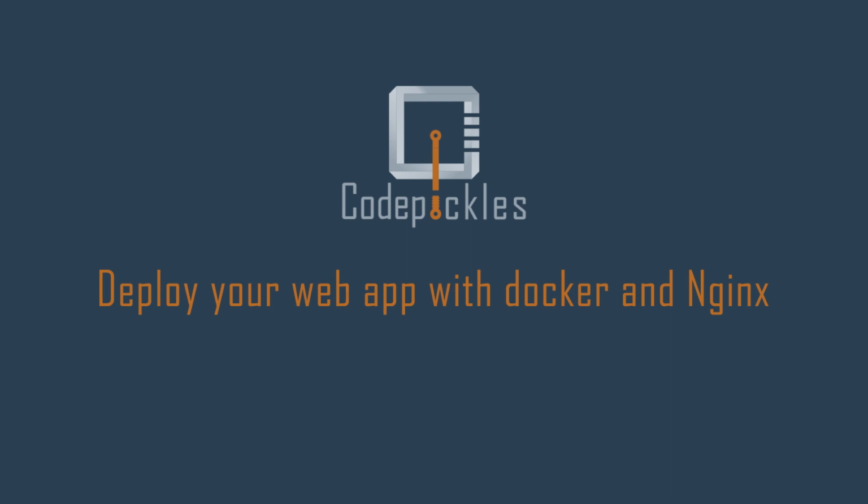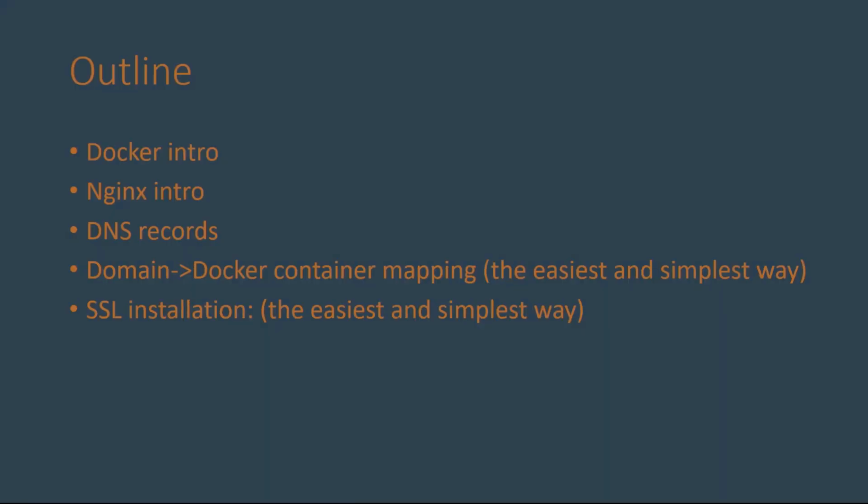In this video, we'll be giving deployment tips that will make your deployment of modern web apps easier. In order to deploy a web app and map it to a domain with a secure connection, we'll need to have some knowledge about Docker, Nginx, and DNS records. At the end, we'll do a demo to map a domain to an app deployed to a Docker container, the simplest and easiest way, while installing an SSL certificate.